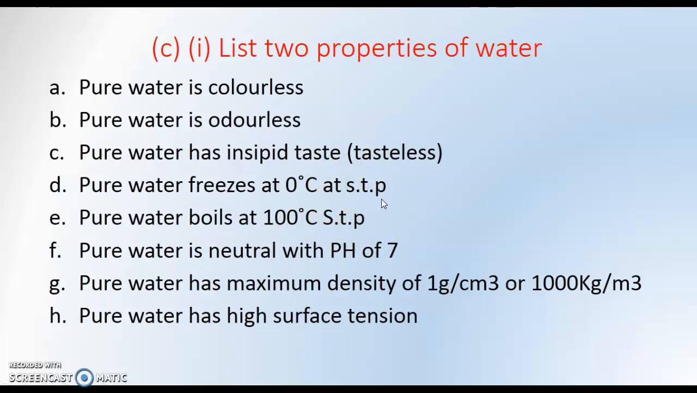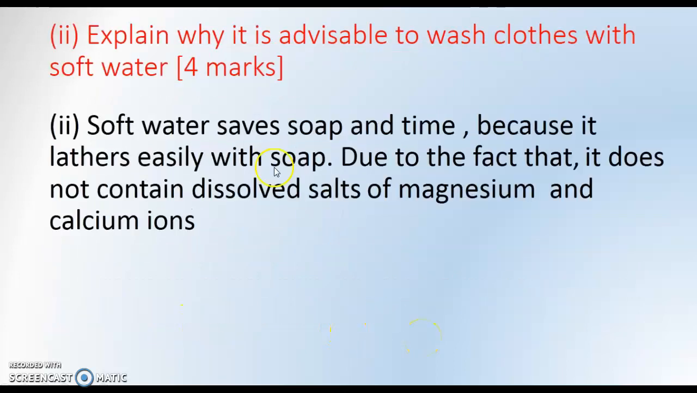Standard temperature of 25 degrees Celsius and pressure of 100,000 pascals. Water is neutral to pH, neutral to litmus paper. It has a pH of 7, meaning it's neither acidic nor basic. Pure water has a maximum density of 1 gram per cm cube or 1000 kilogram per meter cube. Please check, be mindful of the units and the values. It has a high surface tension.